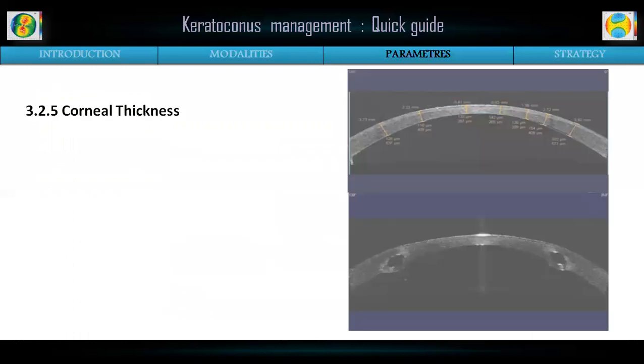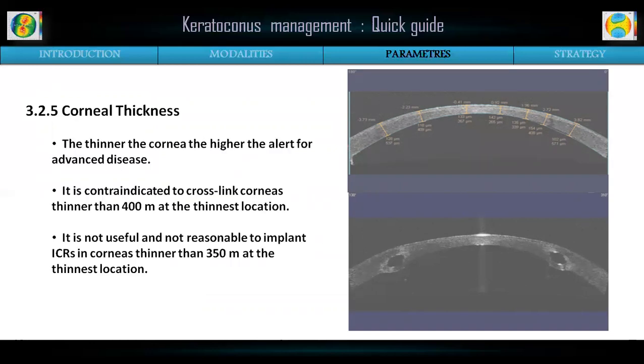The fifth parameter is the corneal thickness. We know that the thinner the cornea, the higher the alert for advanced disease. And it's contraindicated to cross-link the cornea if the corneal thickness is less than 400 microns. And it's not useful and not reasonable to implant intracorneal rings in a thin cornea, less than 350 microns.